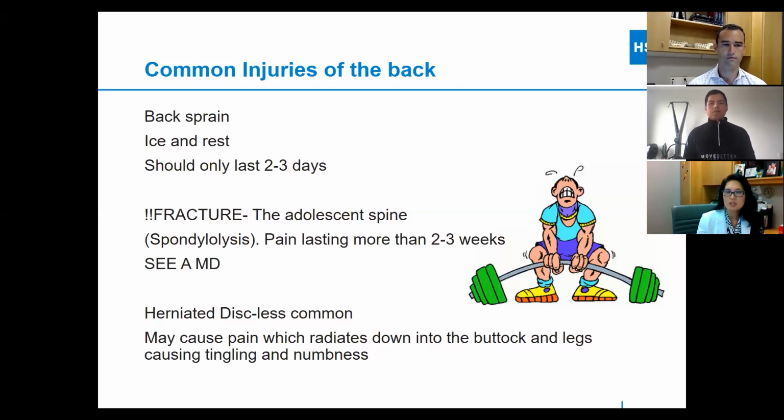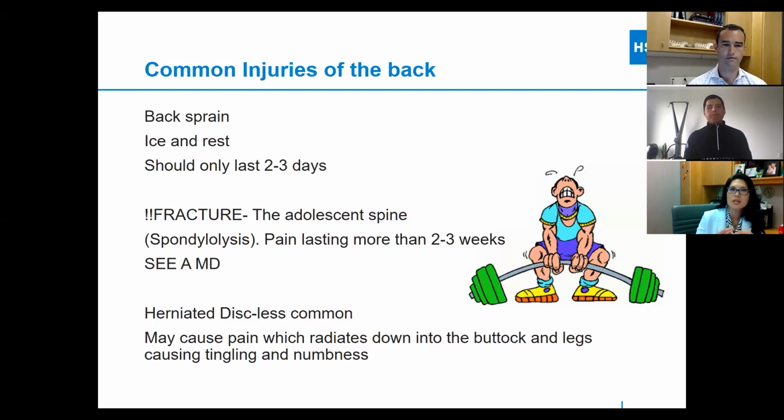In particular in certain sports, we see this a lot in baseball. We see it a lot in our rowers. We see it in our lacrosse players, where there's a lot of repetitive motions, particularly extension moments, moments when you're going backwards and doing a lot of throwing, or our gymnasts who do a lot of back bends. There's a lot of repetitive stresses on the back.